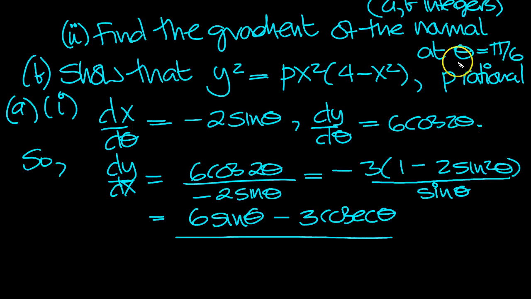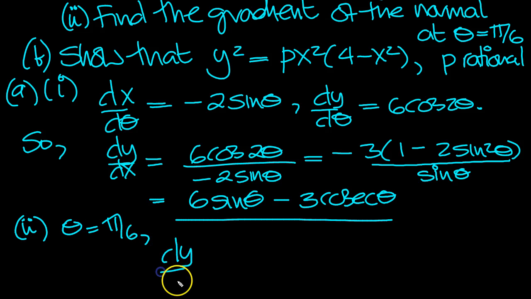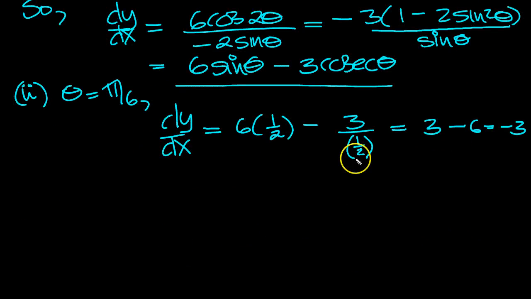There we go. So we've got our values for the constants a and b. Okay, part 2, find the gradient of the normal at theta equals pi over 6. The gradient of the tangent, dy dx, is equal to 6 sine pi over 6, which is 6 times sine of 30, a half. Minus 3 over sine 30, a half again, isn't it? Which is 3. Take away 3 over half, which is 6, so it's equal to minus 3. So the gradient of the tangent is minus 3.